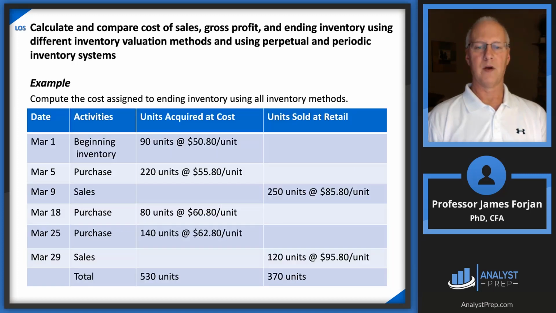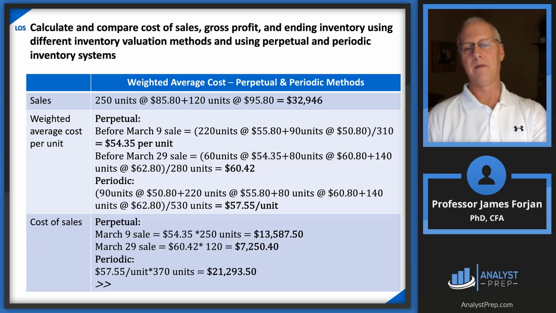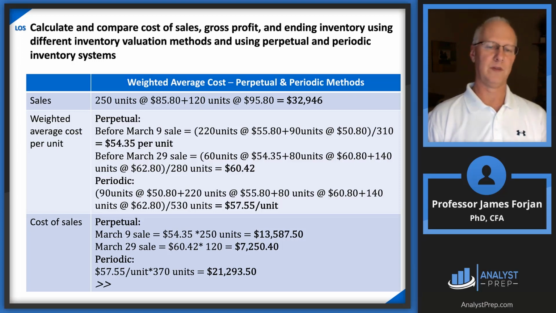And so you'll see when you move down to the bottom part of that slide, under the periodic cost of sales, what did we sell? We sold 370 at an average cost of $57.55. So that gives us cost of sales of $21,293. But then under the perpetual, we have to assign those 250 units a specific cost, and then the final 120 units a specific cost.